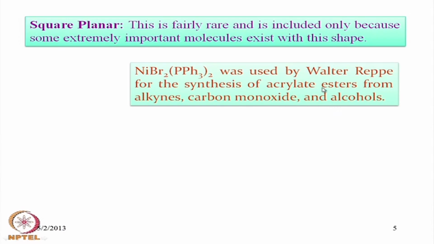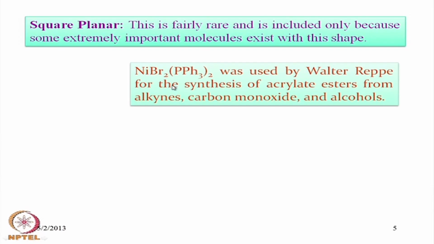This is a typical example of an organic transformation, particularly the acrylate based esters for the formation of polymers afterwards, but the starting materials are very simple: acetylene type molecules, that means alkynes, carbon monoxide and alcohol. And this particular compound, with a coordination number of 4, NiBr2 phosphine 2, is used as a good catalyst, and this nickel is in +2 oxidation state.